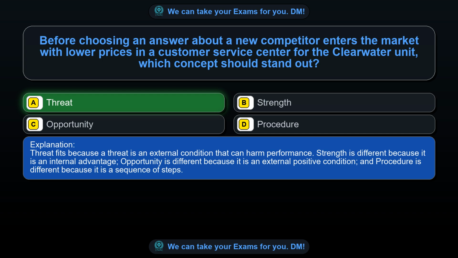Strength is different because it is an internal advantage, opportunity is different because it is an external positive condition, and procedure is different because it is a sequence of steps.